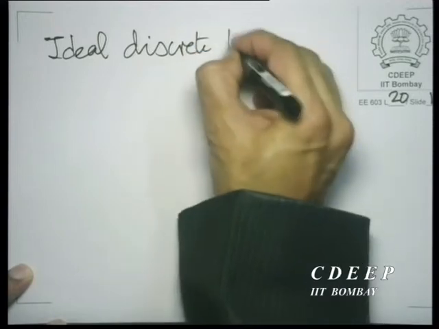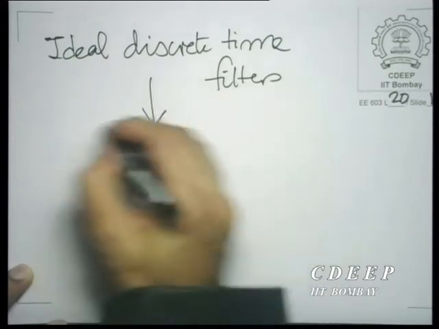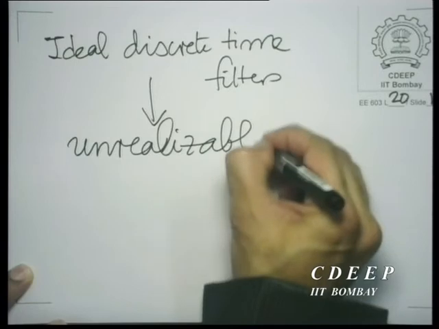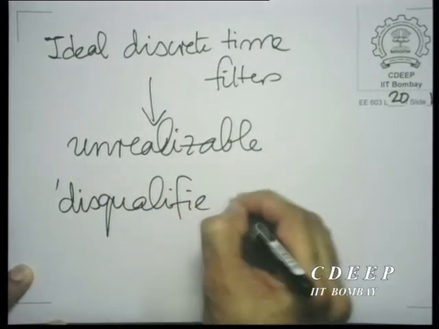We have been discussing the synthesis of discrete time filters, and we should recapitulate for a couple of minutes what we have done so far on that theme. We have been looking at the ideal filter first, the ideal discrete time filters. And we realized that they are unrealizable, they are disqualified, so to speak, on many counts, on 3 counts to be more specific.